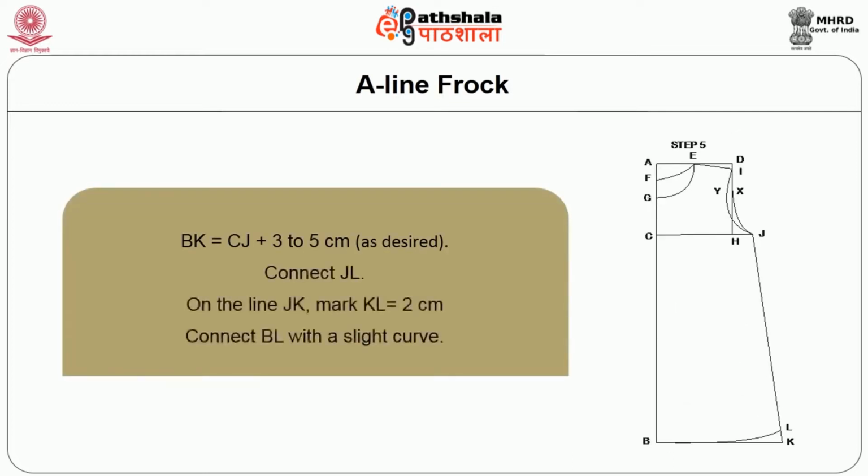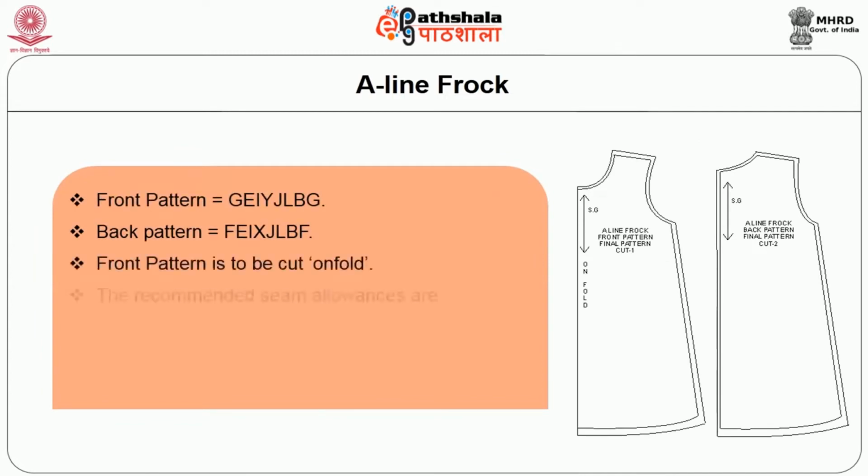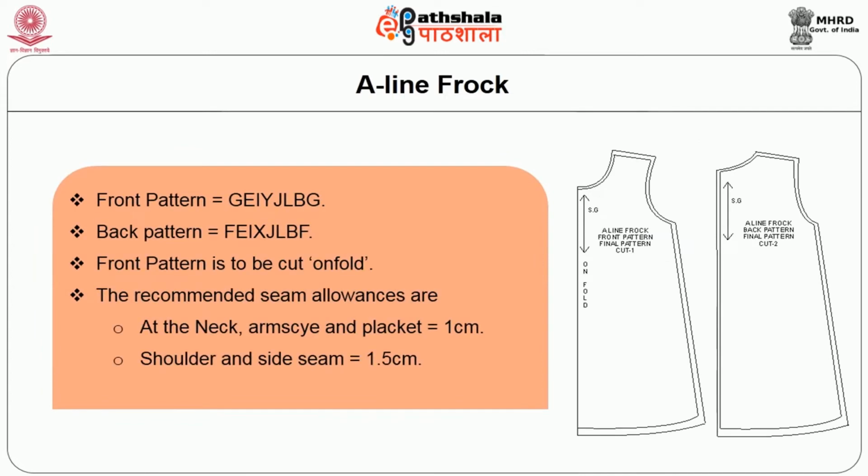BK is equal to CJ plus 3, or sometimes 5 cm as desired. Connect JL as shown. On the line JK, mark KL, that is 2 cm. Connect BL with a slight curve for a curved hemline. Now we will prepare the final pattern for the A-line frock. Here we will have to separate the front and back patterns first.